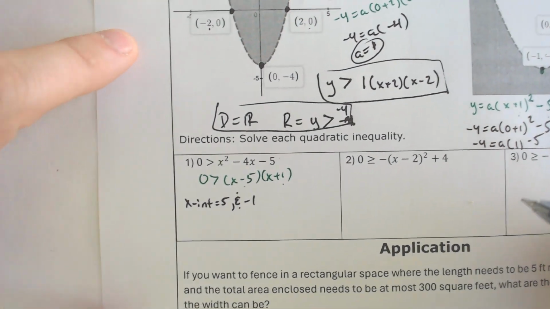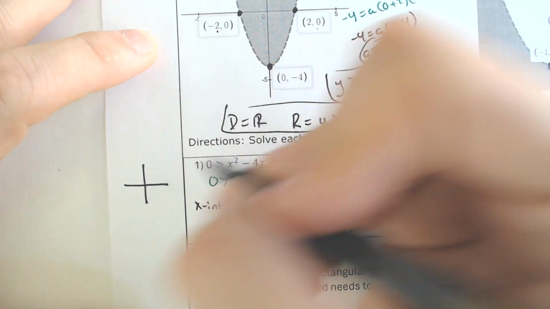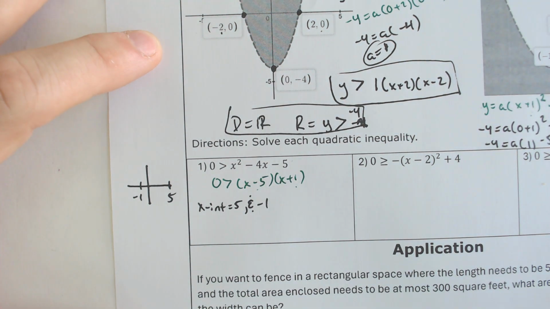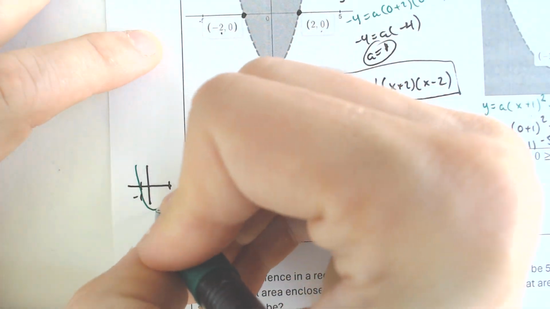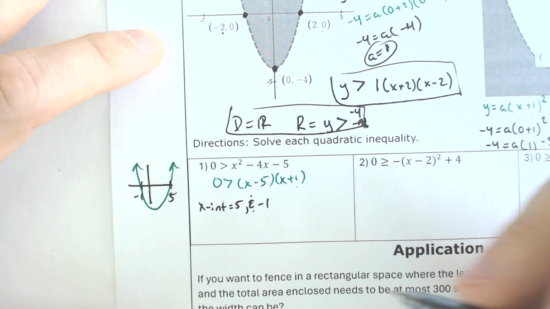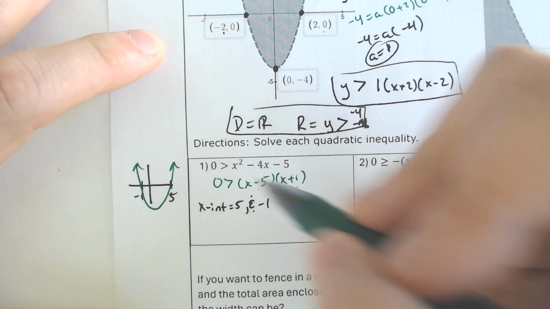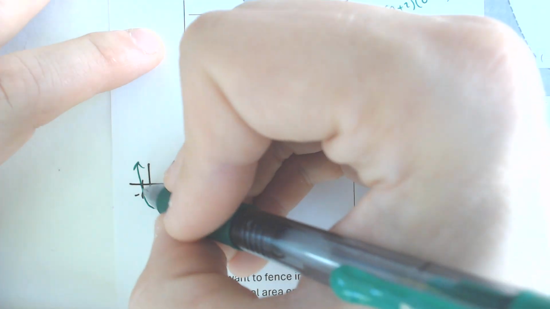Okay, if we graphed that, rough sketch, at 5 and negative 1, we're not doing anything crazy. We do know that this is a happy parabola. It should even be dotted, but I didn't care. It's a rough graph. Which way would I be shading? I would be shading up with this greater than symbol.